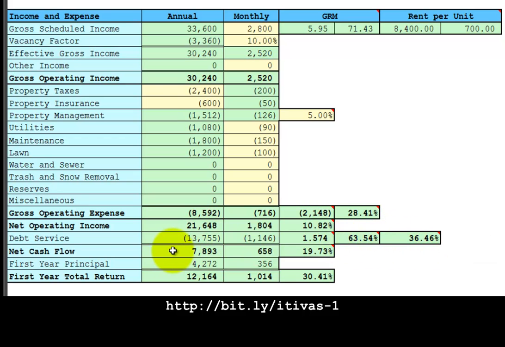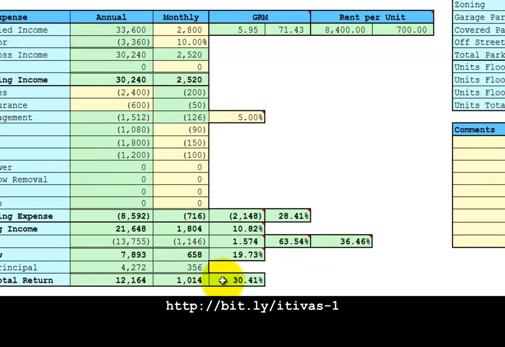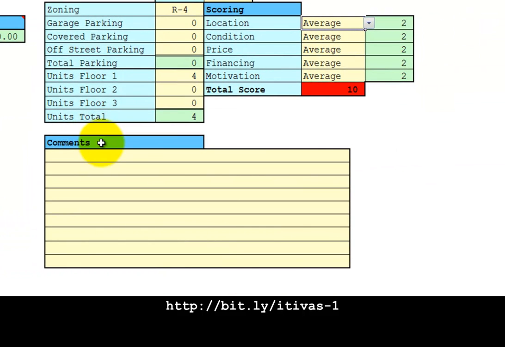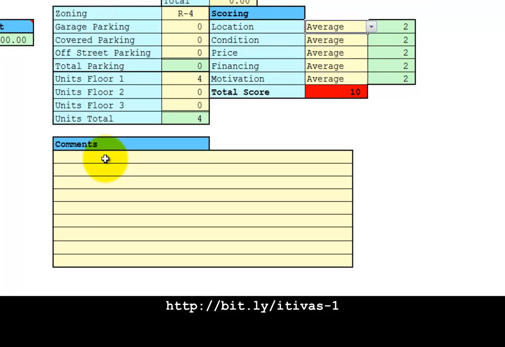Net cash flow on an annual and monthly basis, and the gross return on equity, which is also called the cash on cash return. We also calculate the first year principal reduction. Adding in the net cash flow, we have the first year total return before tax. And we have a section on comments where you can add any various comments about the property that are relevant.